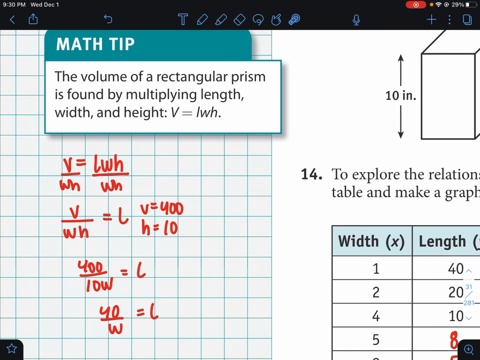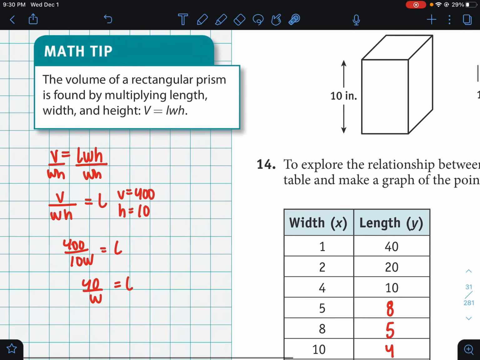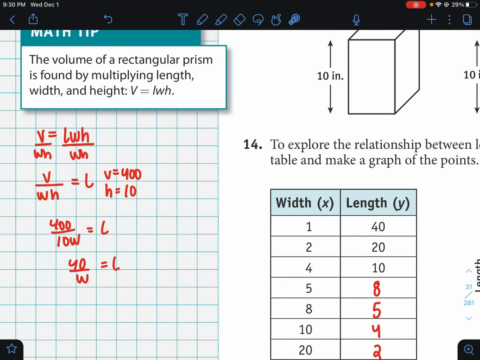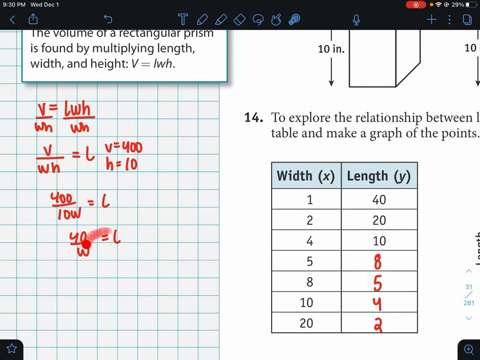Right? 40 over W is equal to L. All right, so that's my equation here that I will use to solve for these missing numbers. So again, when width is equal to 1, 40 divided by 1 is 40. When width is equal to 2, 40 divided by 2 equals 20.